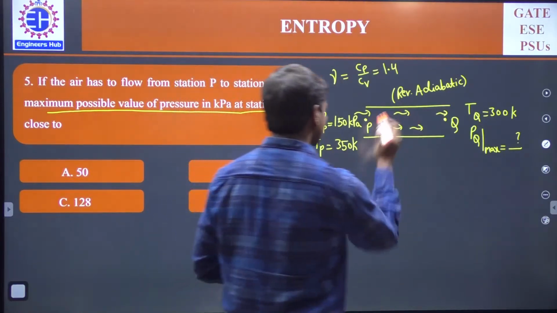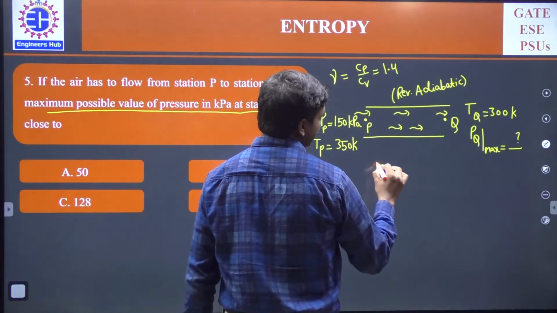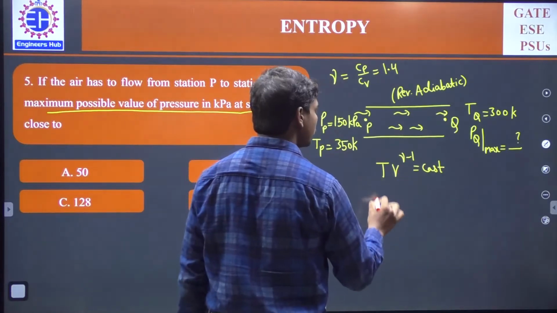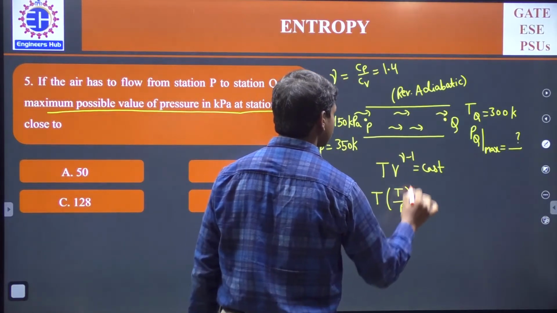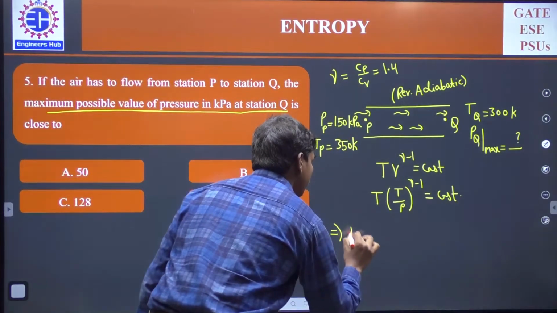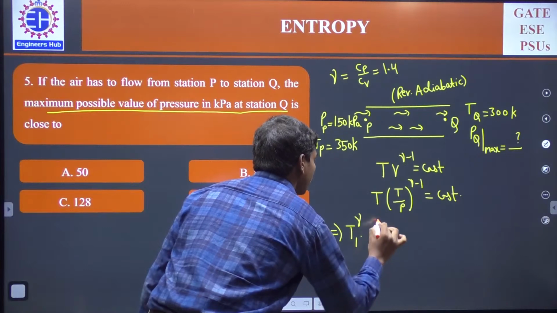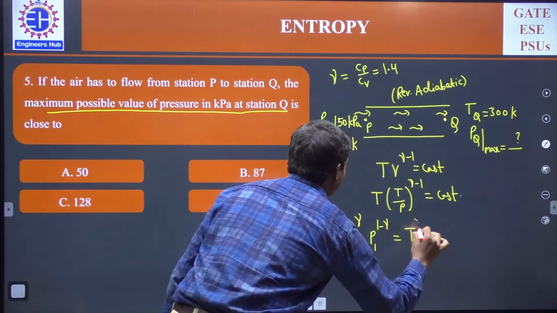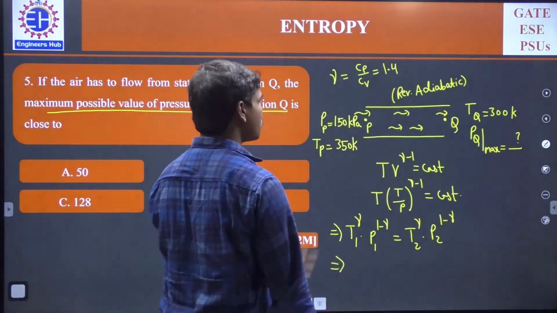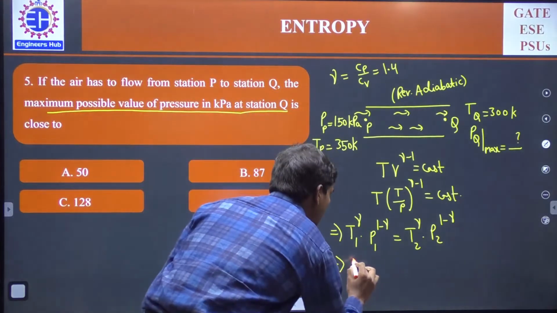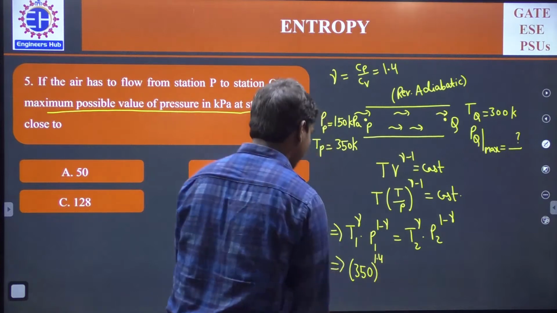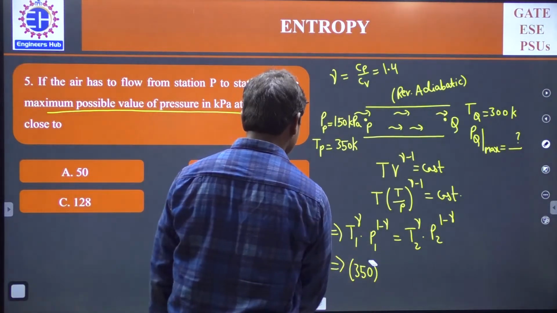So let me apply the relations. I have TV power gamma minus 1 is equal to constant. In place of V, if I substitute T by P, then T by P whole power gamma minus 1 is equal to constant. Which means you can write T1 power gamma into P1 power 1 minus gamma is equal to T2 power gamma into P2 power 1 minus gamma. So this implies the initial temperature at station P is 350 Kelvin. So 350 power 1.4. Okay, let us take this gamma common for all the expressions.